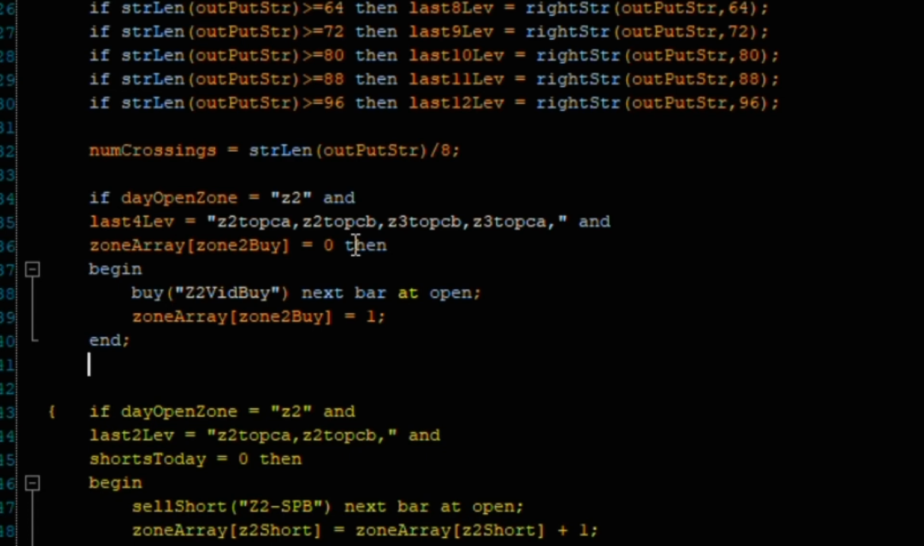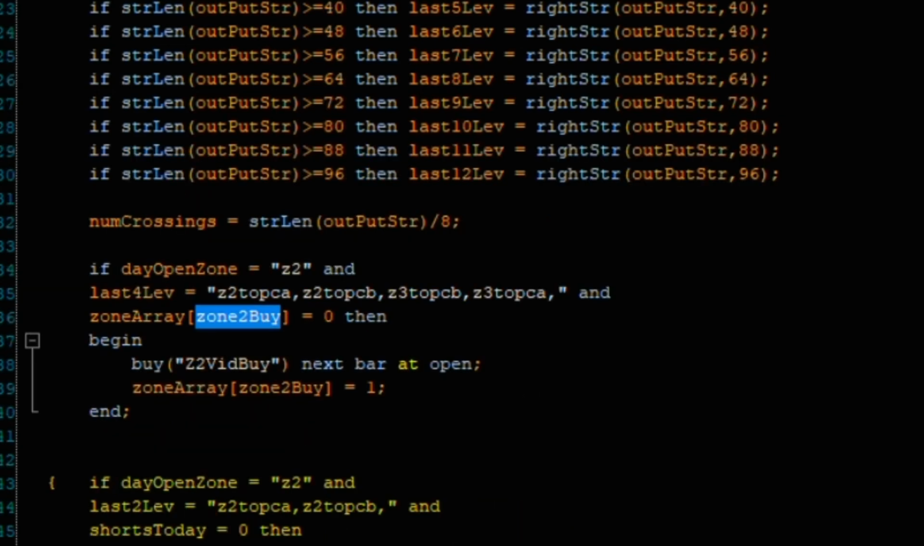And I think that does it. Now, if we did everything right, we'll get that trade. Well, I compiled it and it gave me an error message, and it's because even though I coded this thing, you'd think I would know the variables, but sometimes you forget. So it shouldn't be zone 2, it's just Z2 buy, not zone 2. We just have to take the word zone out of there.